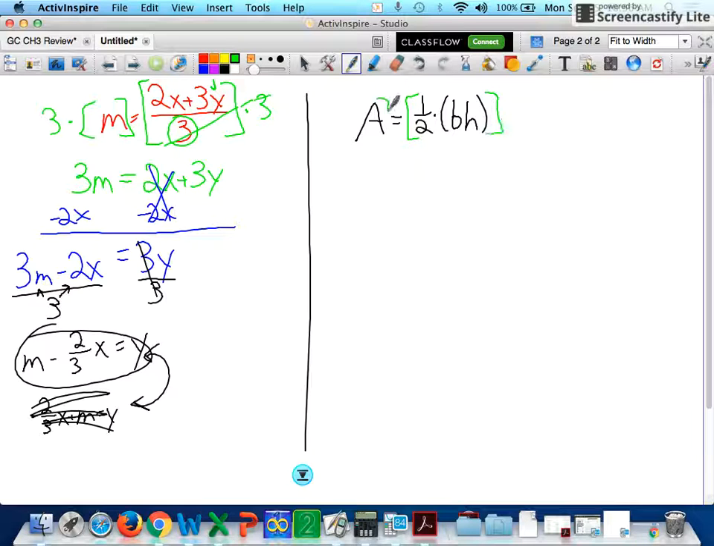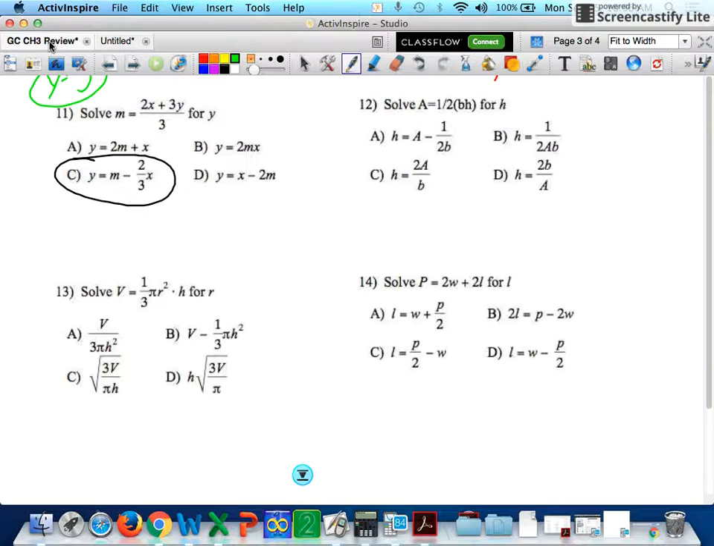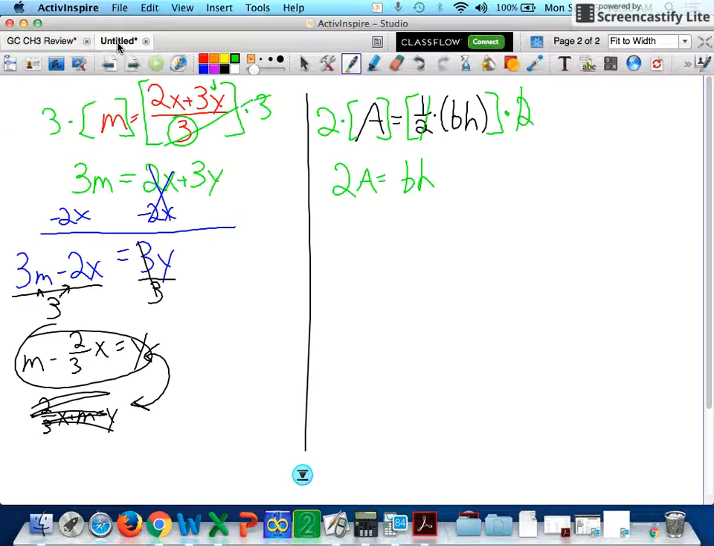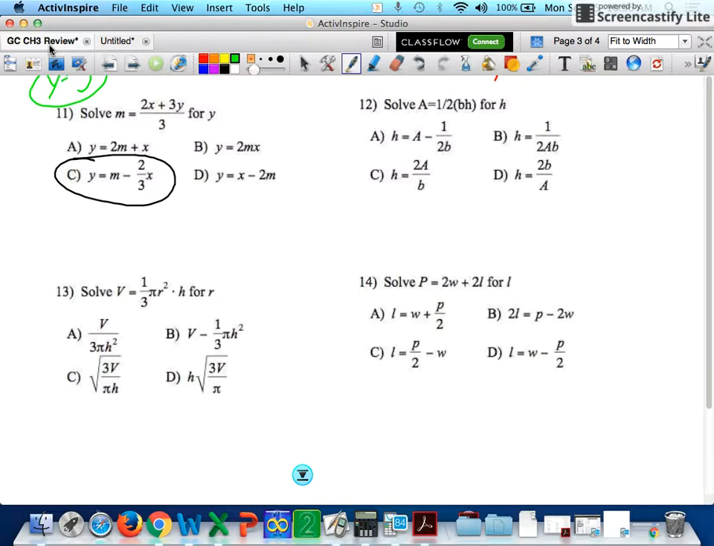So I grab my brackets, and I'm going to multiply by the reciprocal, or in this case, just whatever that denominator was. So a 2, which would be a 2 over 1. That's going to cancel there and there. Whatever happens on the left, we just keep up with it, okay? So we have 2A equals bh. And we want h by itself. Kind of forgot there for a second which one of these we wanted. So we want h by itself means we're going to divide everything by b. So what I end up with is 2A over b equals h. And that hopefully shows up as one of my answers. 2A over b equals h.